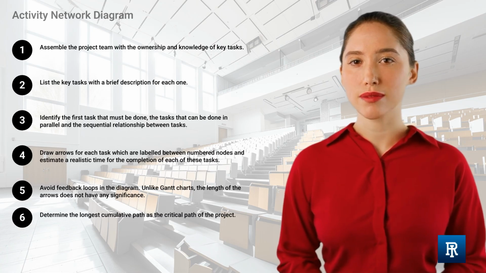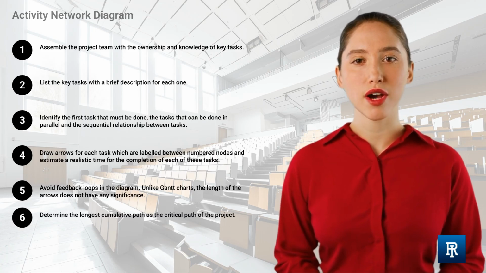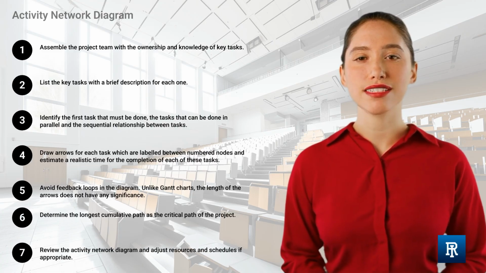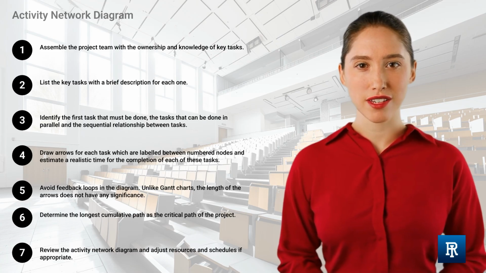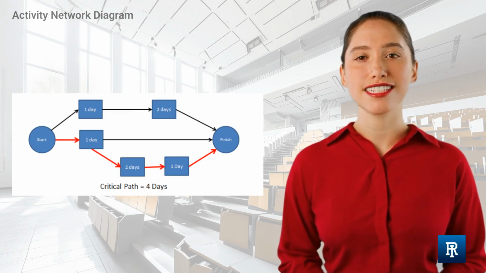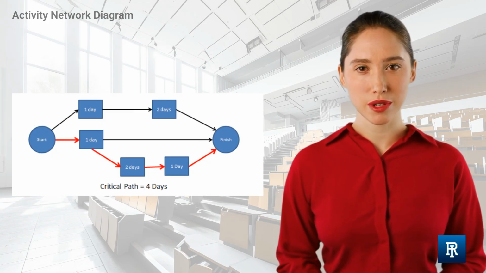Determine the longest cumulative path as the critical path of the project. Review the activity network diagram and adjust resources and schedules if appropriate. During this unit, you will learn how to devise an activity network diagram using the example of writing and submitting a manuscript to a journal.